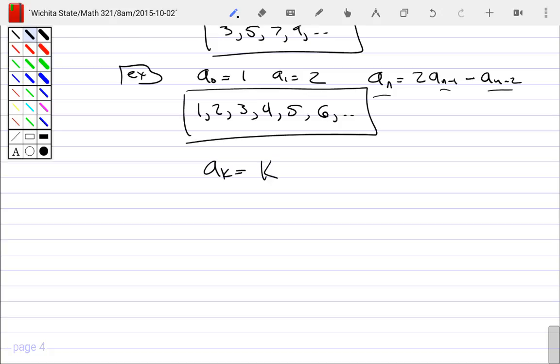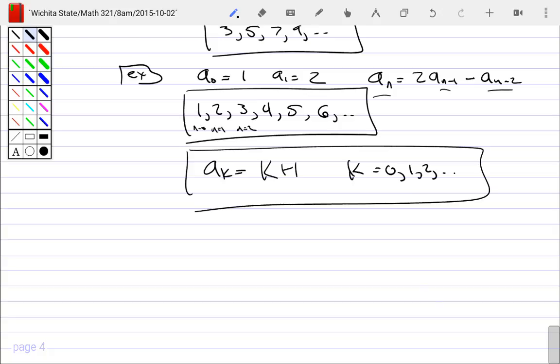Anybody? Uh-oh. That was n equals 0. That was n equal 1. That was n equal 2. It is k plus 1, for k starts at 0, 1, 2, etc. These would generate the same thing. This would be open. That's an open form. Closed of the same. Anyways.